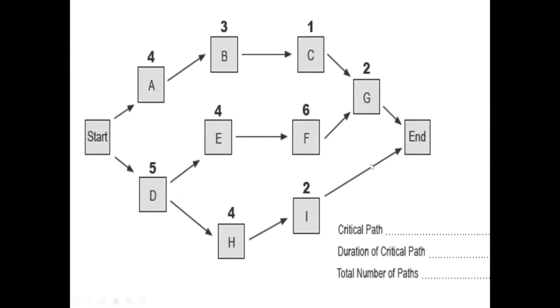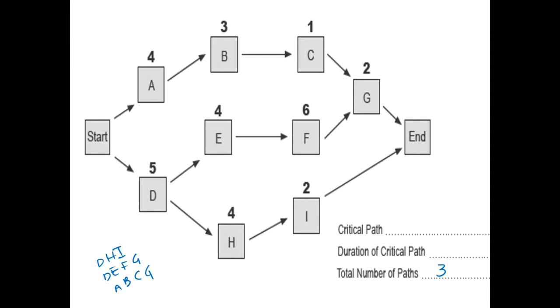So we take another example here. We are asked which one is the critical path, what's the duration of the critical path, and what's the total number of paths. So if we start from the first question, total number of paths, how many do you reckon? So we have a path here, DH, and we have got another path here, which is DEFG, and thirdly, we have a path here, ABC and G. So we have got three paths here.